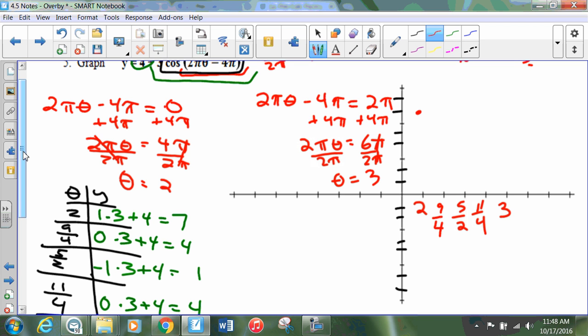9 fourths would be 4, 1, 2, 3, 4, and then we've got 5 halves is 1, and then we go back up, right, to 4, and then 7. Okay. Questions? Let's finish what's below.